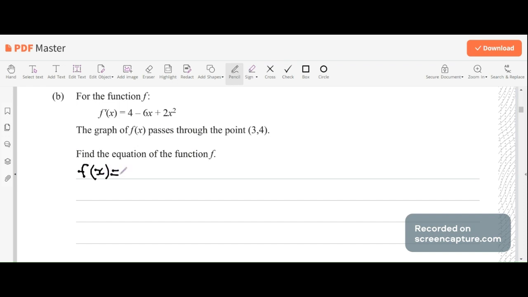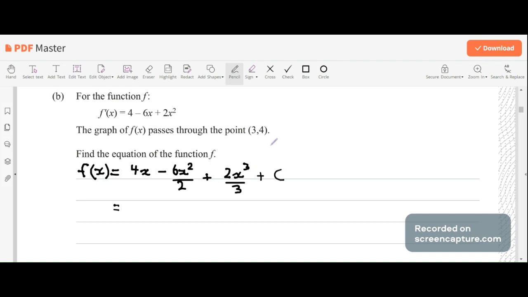So if we're going to do f of x, we're essentially going to get 4x minus 6x squared over 2, because I'm just dividing by that power, and then plus 2x to the power of 3 divided by 3. Okay, following that, we're going to add plus c.